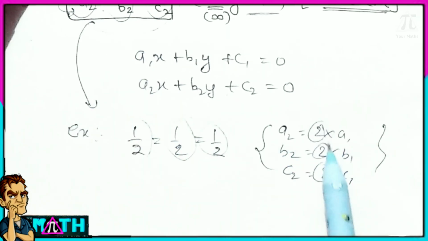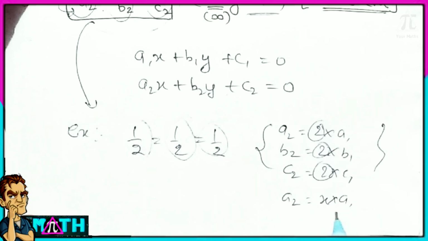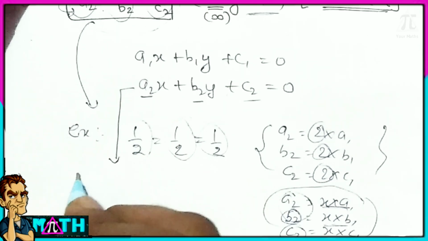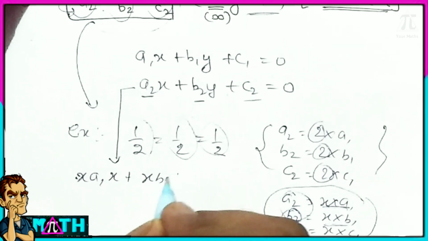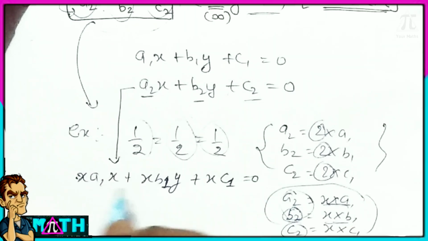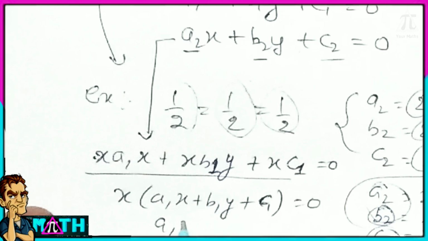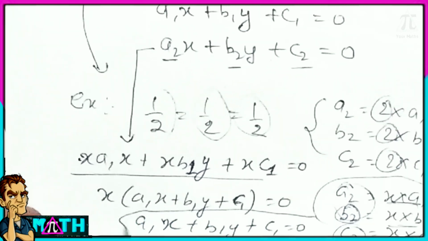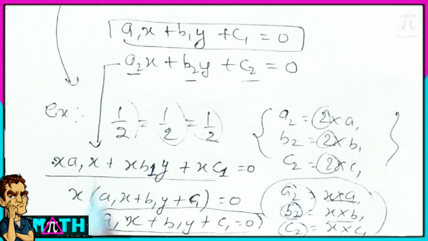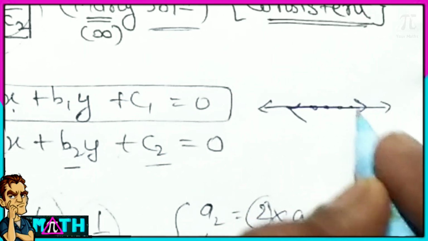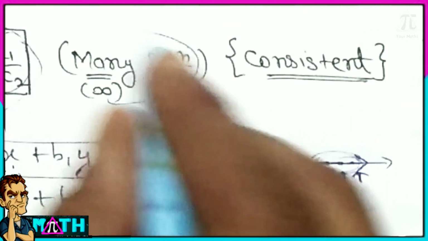But in actual, a2 is any multiple of a1, so let's say x. So x into a1, b2 is also x into b1, and c2 is also x into c1. Now put these new values of a2, b2, c2 in place of a2, b2 and c2. So what do you get? x into a1 into x plus x into b1 into y plus x into c1 is equal to 0. Now take x common and send it to the RHS, then you get the equation a1x plus b1y plus c1 is equal to 0. And you can see that the first equation and second equation are the same, so they are coinciding lines. Therefore at every x you get the same y in both lines, hence it has many solutions and it's consistent because it has solutions.